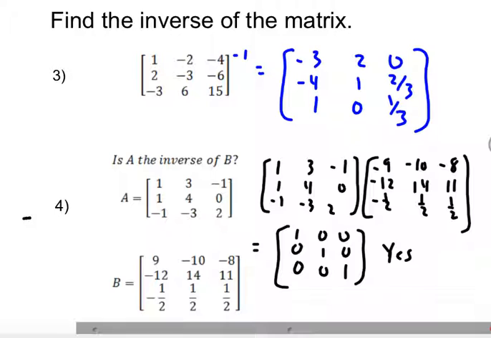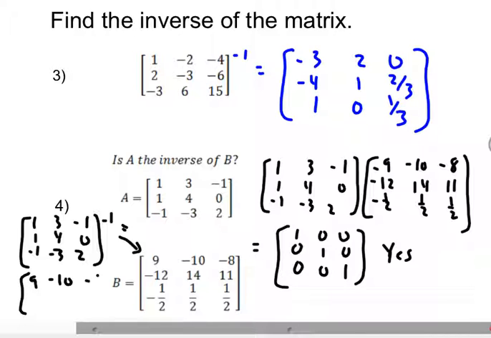Like I said, the other thing you could do is take 1, 3, negative 1, 1, 4, 0, negative 1, negative 3, 2, and find the inverse of that matrix. If they're inverses of each other, it should equal B. And vice versa, you could take 9, negative 10, negative 8, negative 12, 14, 11, negative 1 half, 1 half, 1 half, and do the inverse of that and see if it is the same as matrix A. If it is, then they are inverses of each other.